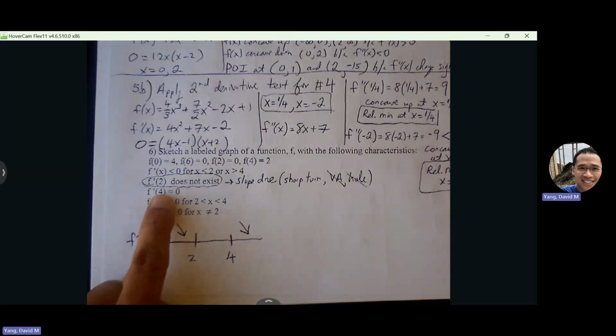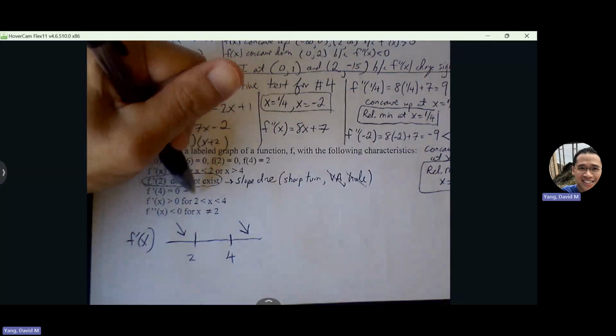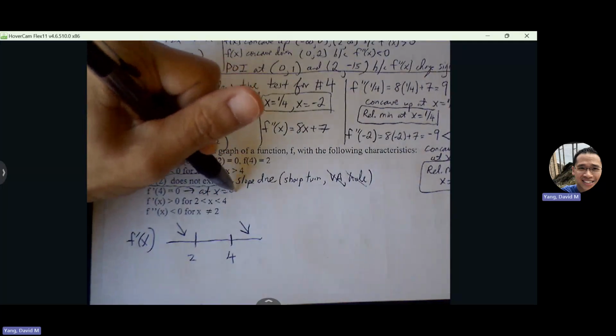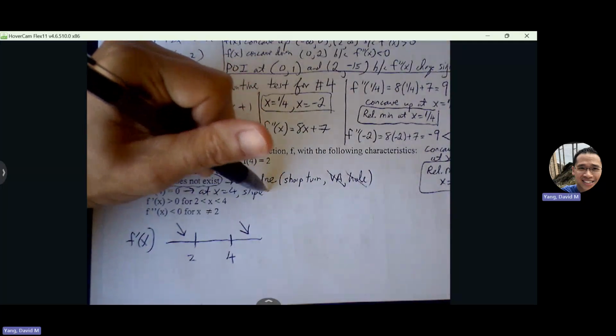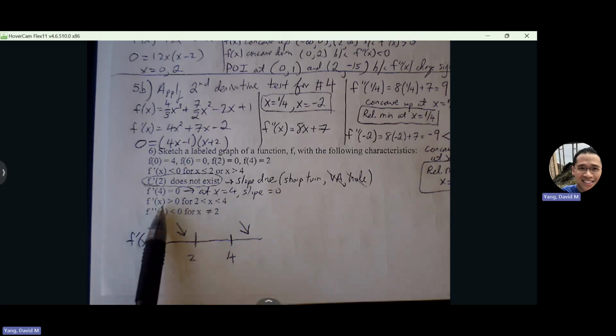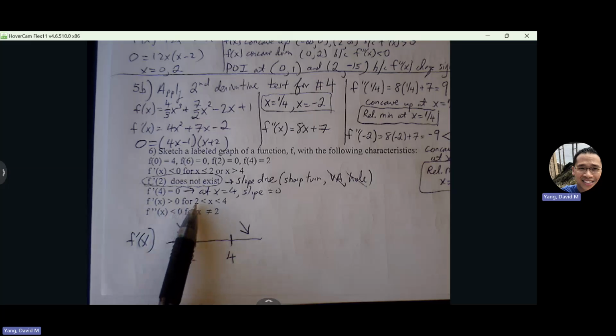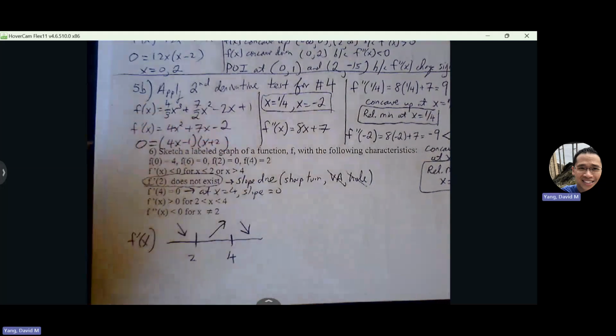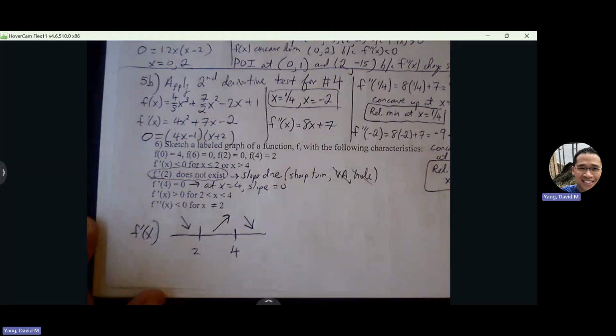Okay. All right, f prime of 4 equal to 0. What does this mean? Yeah, slope is 0. So at x equals 4, slope is equal to 0. Okay. We know that it's going to be a flat point, either a hill or valley, or the graph is going to be leveling off at a moment at that point. Okay, f prime of x is greater than 0 for x between 2 and 4. What does this mean? Positive slope. Yeah, so we can finish our slope sign line with that second to last statement.